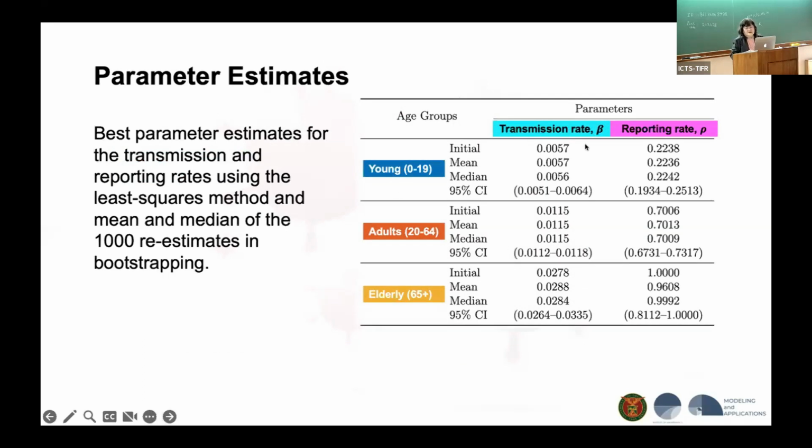For transmission rate data, we have the mean is 0.0051 and the median is 0.005256 and so on. So one can see that the transmission is highest among the elderly at 0.0284 and the least among the young group. The young age group is at 0.0056. And then for the reporting rates, of course, the elderly group has the highest value because the elderly are more likely to experience severe symptoms than the younger age group.